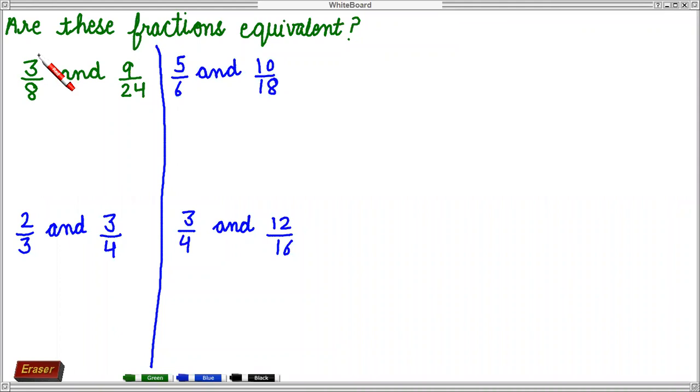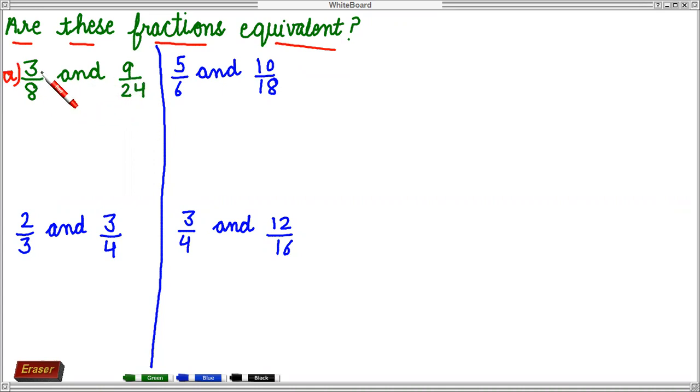Hello everyone. Today the topic is, are these fractions equivalent? Some of the fractions are given here and we have to find out whether these are equivalent or not. Now coming to A part, 3 by 8 and 9 by 24.